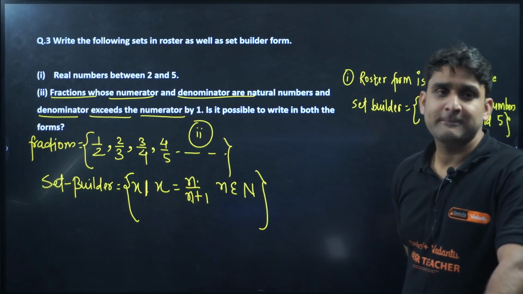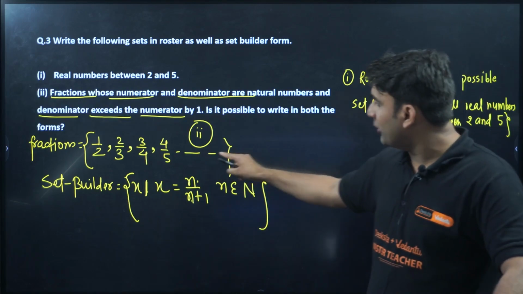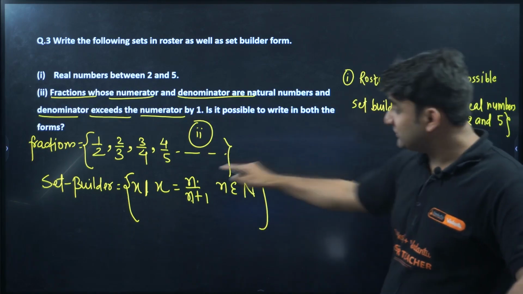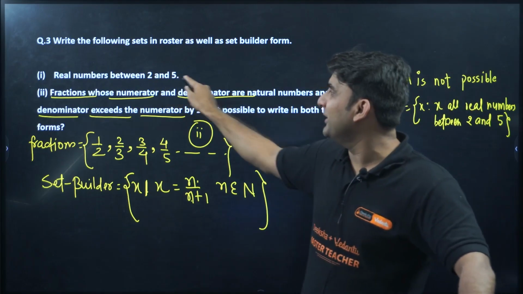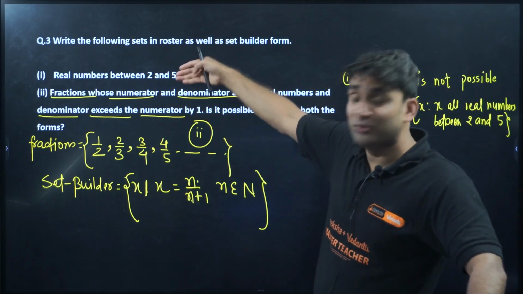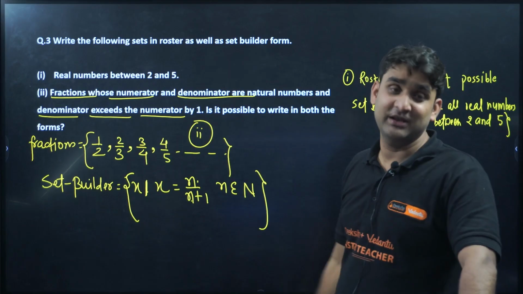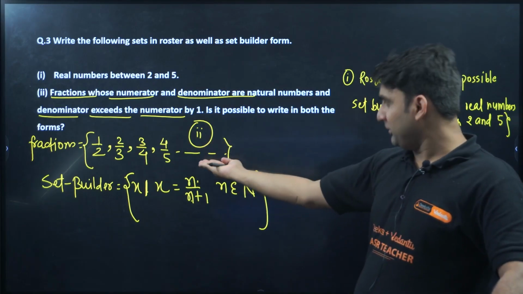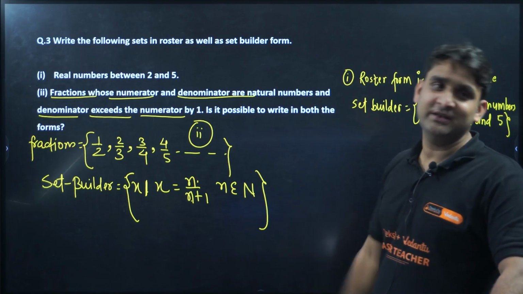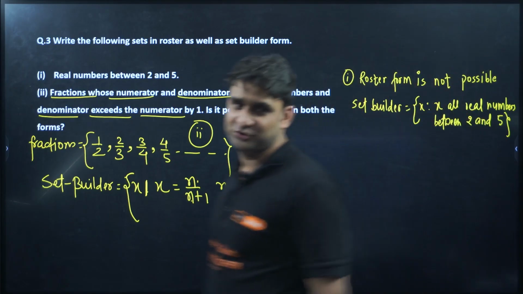Yes, we can put 'and so on' here, because the ending is not clear. Here the ending is given as 2 and 5, but we don't know how many real numbers are between 2 and 5, so that's why it is not possible. But for this ending, we can put the dot sign. So this is possible. Clear?